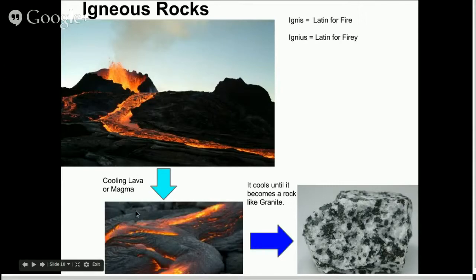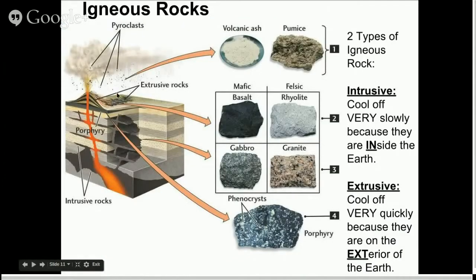The magma or lava cools until it becomes a rock like granite. So you can have extrusive igneous rocks that form from lava or liquid rock that's outside the surface. It cools off very quickly. So an extrusive rock cools off very quickly because it's formed on the exterior of the Earth. It usually has holes in it, pumice, because it cools so quickly. And pumice can actually float in water.